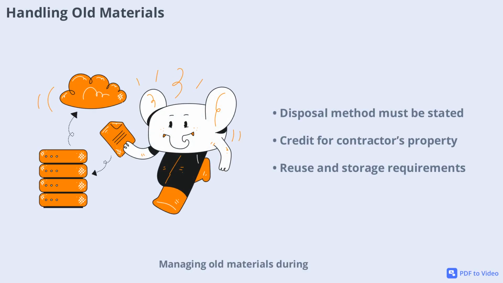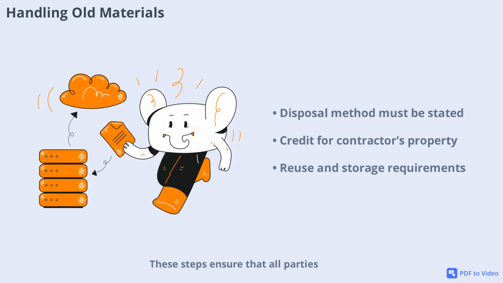Managing old materials during alteration works requires clear instructions. The method of disposal for old materials must always be stated. If materials are to become the contractor's property, provisions for credit should be made. When old materials are allowed to be reused in new work, this must be clearly mentioned. If any materials or components are to remain the employer's property, their storage and handling should be described. For items that need to be set aside for later refixing, this should also be specified, and temporary storage is considered included in the description.